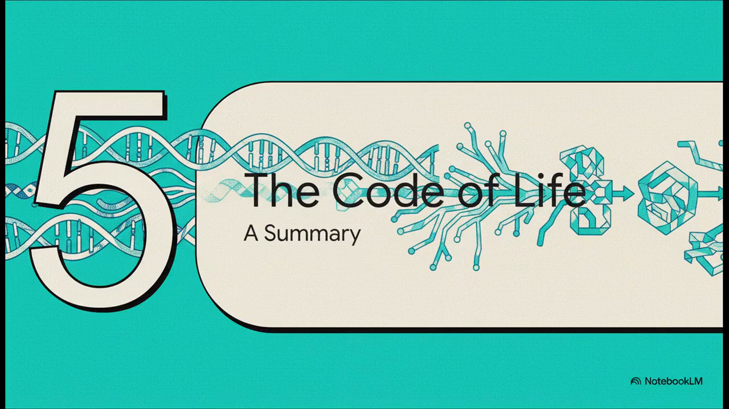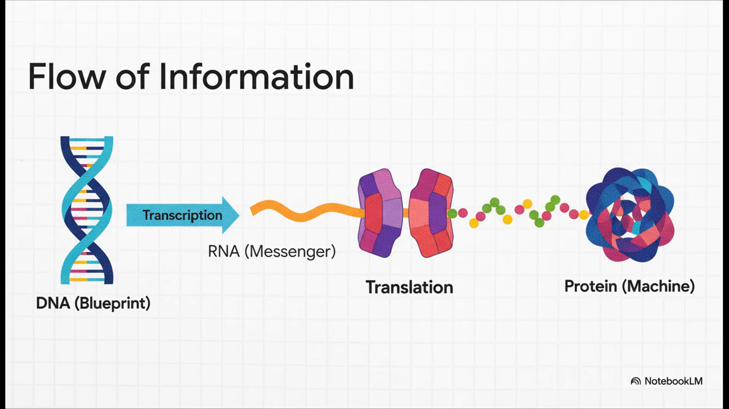All right, let's just take a quick step back and look at this entire process we've just walked through. When you see it all together, from that protected master blueprint all the way to the final working machine, it's a truly elegant and amazing flow of information. So let's trace that flow of information just one last time. It all starts with the DNA, our permanent blueprint. That blueprint is used to make a temporary copy in a process called transcription, creating the RNA messenger.